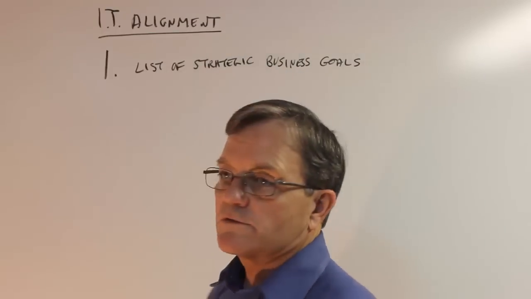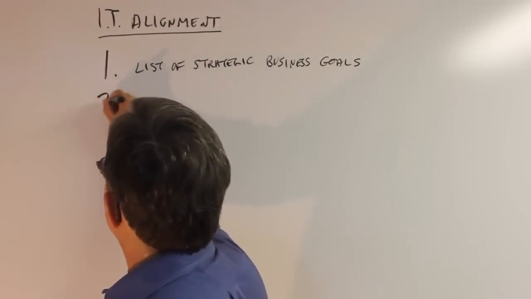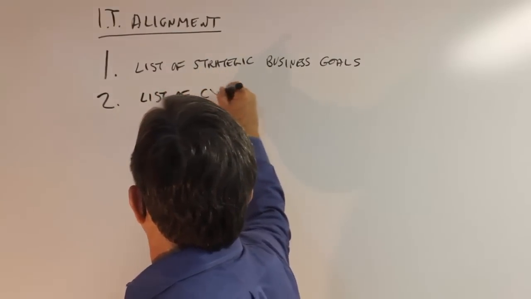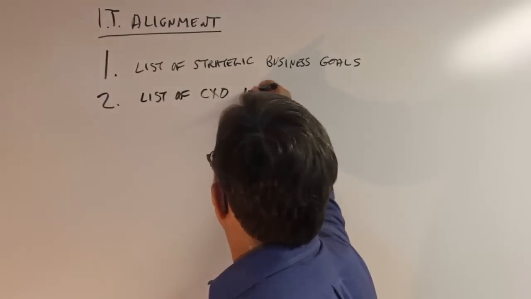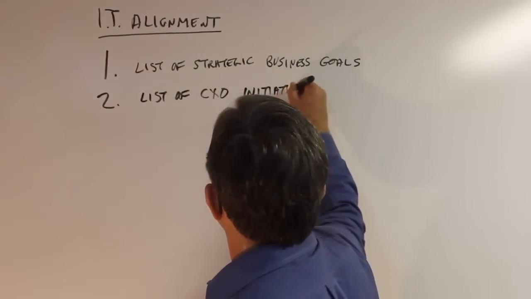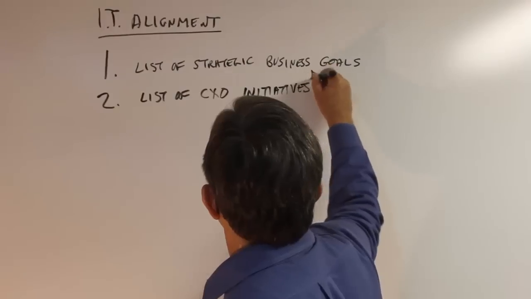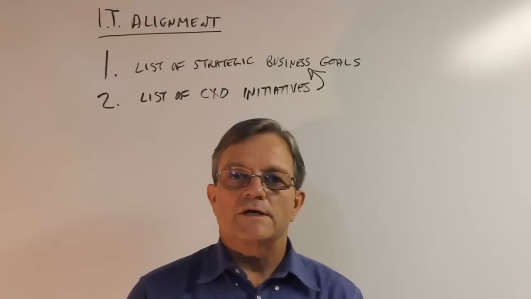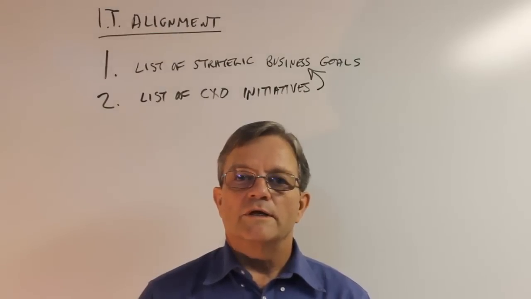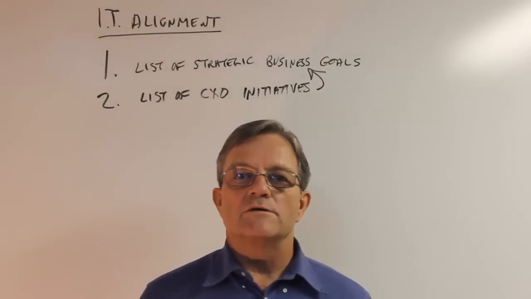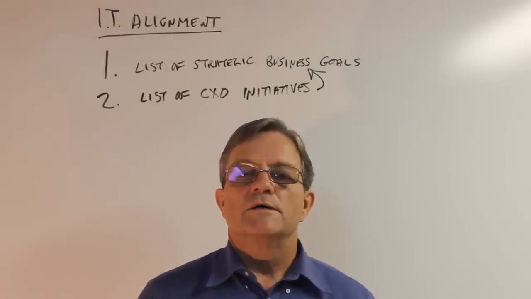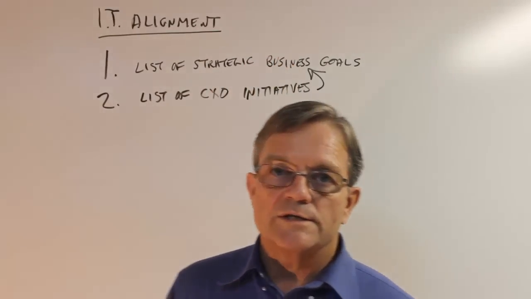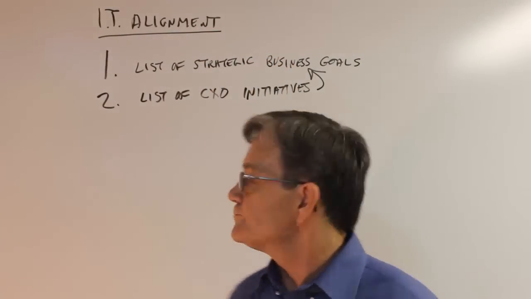Then once that list of strategic business goals is created, step 2 is to get a list of the CXO initiatives to help make that happen. So each of the other CXOs will envision ways that they can use the resources in their budget to help accomplish the strategic business goals, and so you need to know what those are.